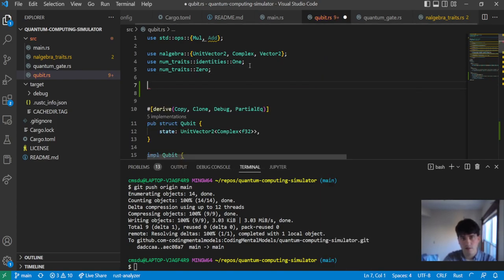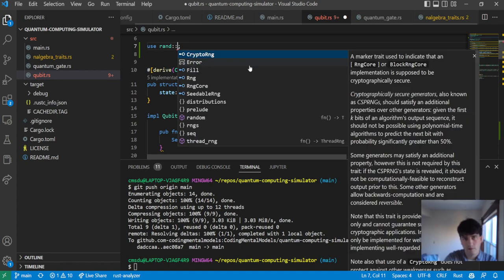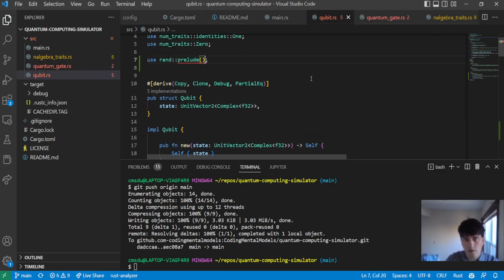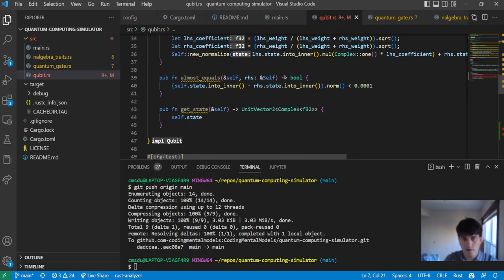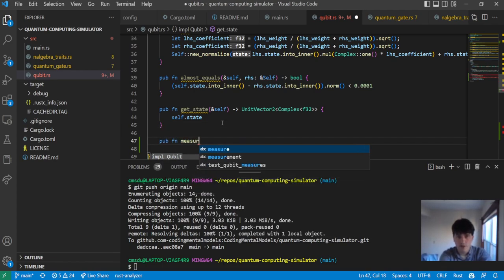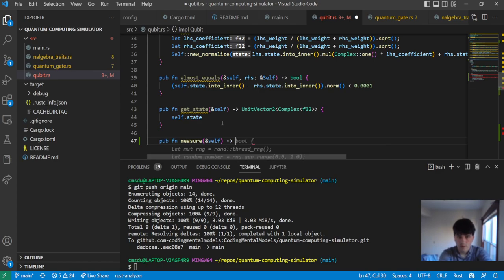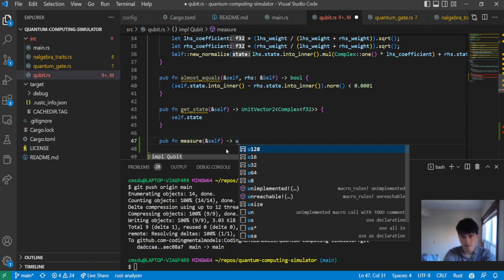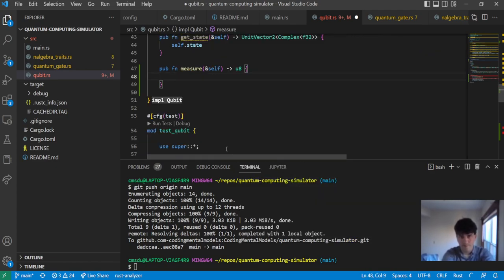So let's use rand prelude and prelude everything. And we will put the function measure. U size. Interesting. To U size with two values. We really could just return a bool, but let's not. Let's return a U8, which will be a 1 or a 0.